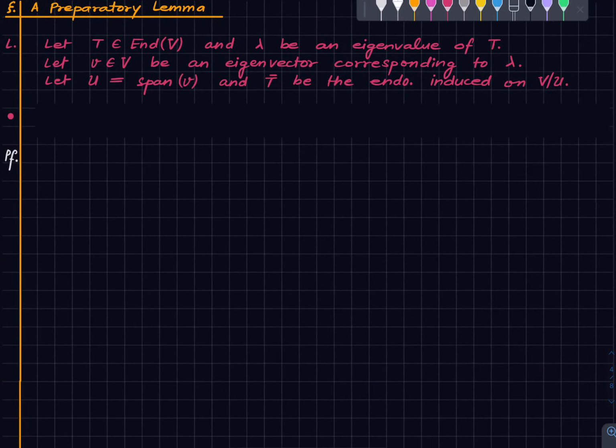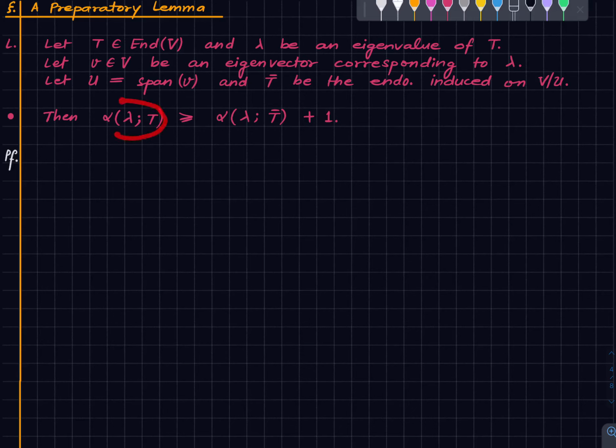So here is one important lemma. Fix an endomorphism and suppose lambda is an eigenvalue of the endomorphism. Suppose we have some eigenvector corresponding to lambda and define the subspace U as the span of this eigenvector. Then clearly this is T invariant, and we may consider the endomorphism induced on the quotient space. Then the algebraic multiplicity of lambda with respect to T is at least the algebraic multiplicity of lambda with respect to T bar plus 1.